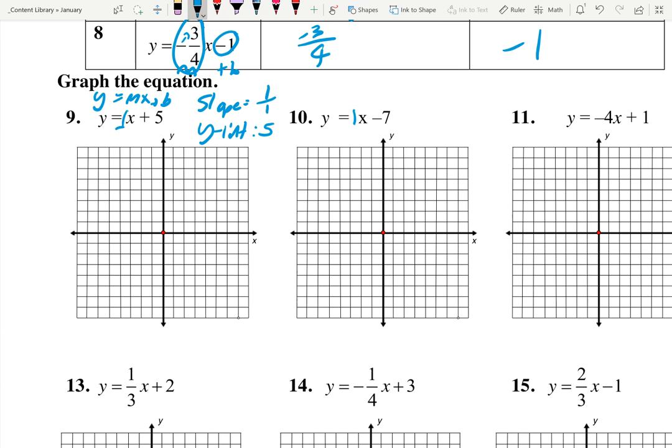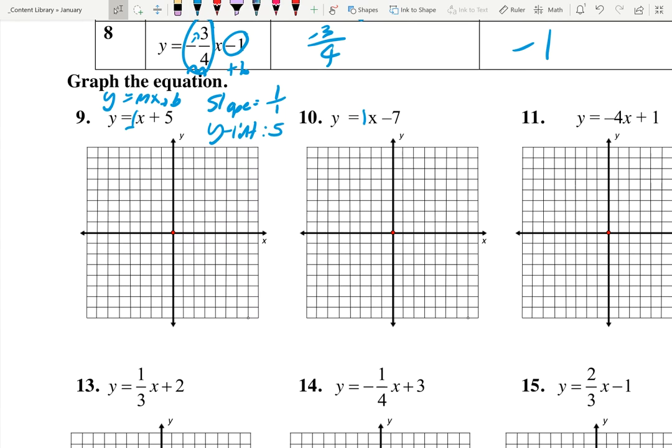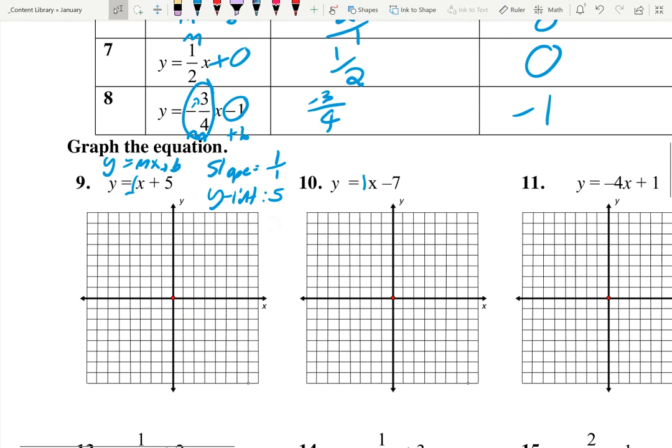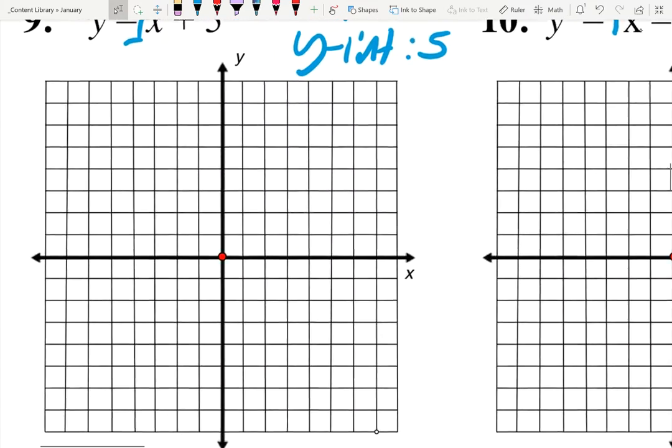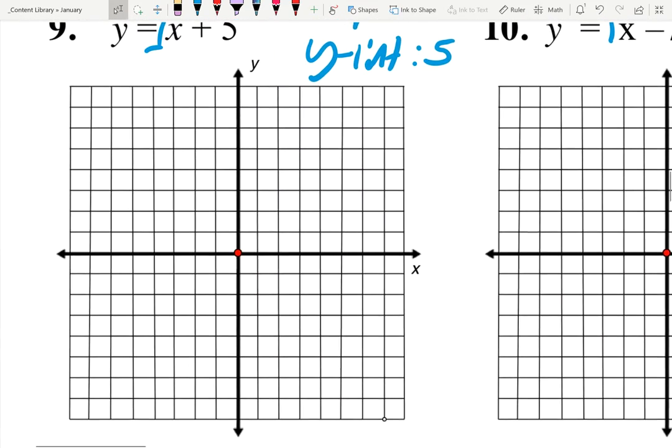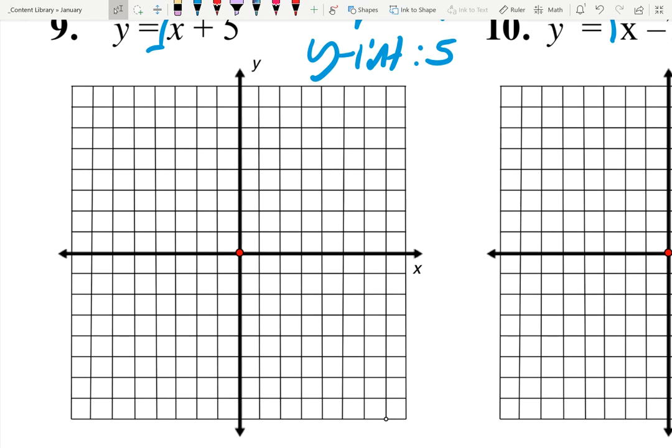So when I graph this line, let's zoom in on this graph, make it a little easier for us. Hold on, it's not letting me zoom. There it goes. Okay, I think my screen's dirty. All right, so our y-intercept is 5. So on our y-axis, we're going to go up to 5. Count 1, 2, 3, 4, 5. That's going to be a point right here. So there's my y-intercept.